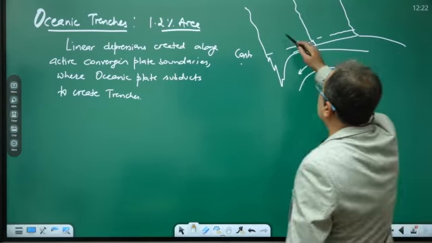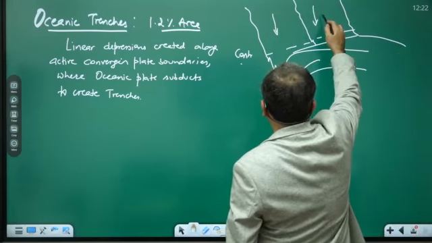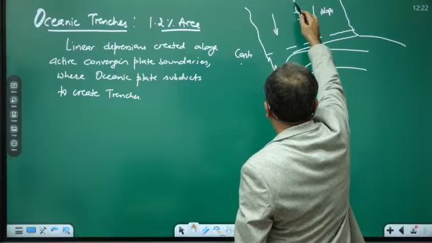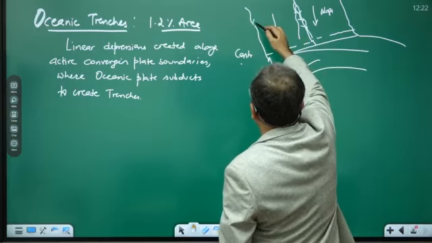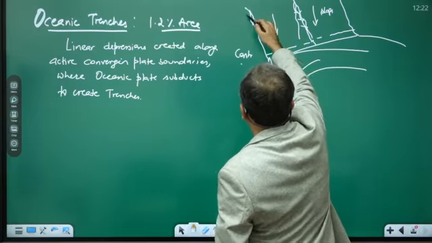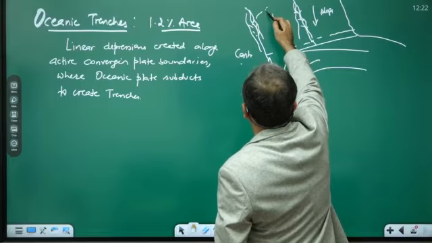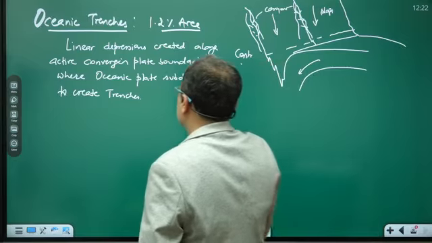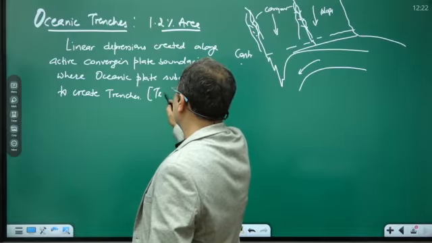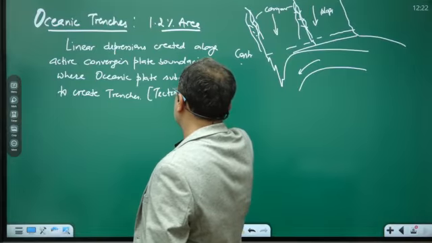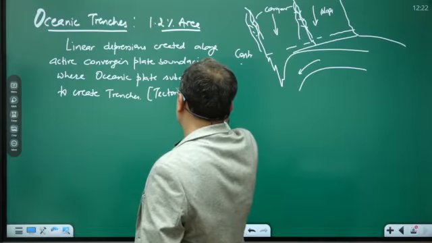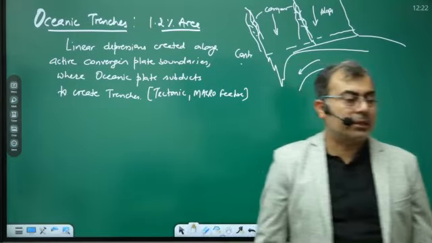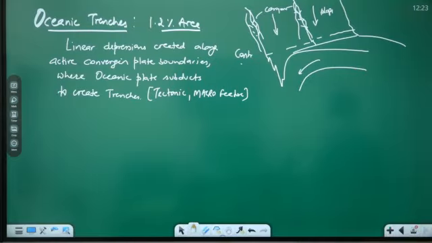So this is what? This is your slope. And on the slope, what do you have? These might be your canyons. Yes. So tectonic in origin, tectonic macro feature. They are tectonic and they are macro feature.